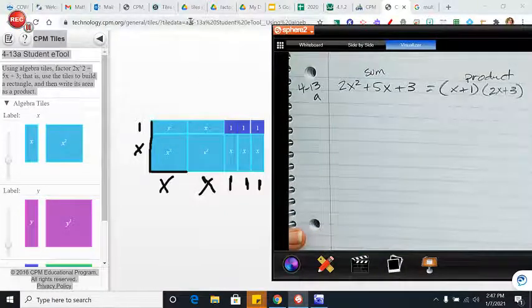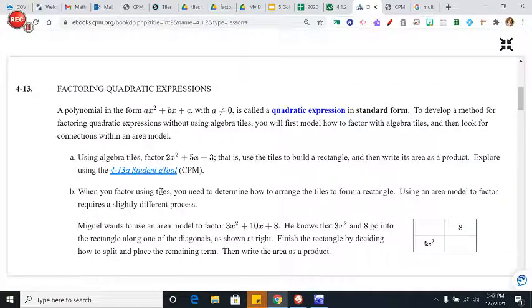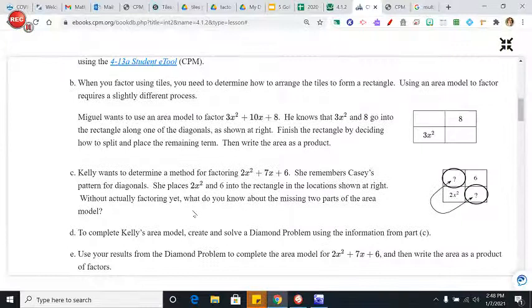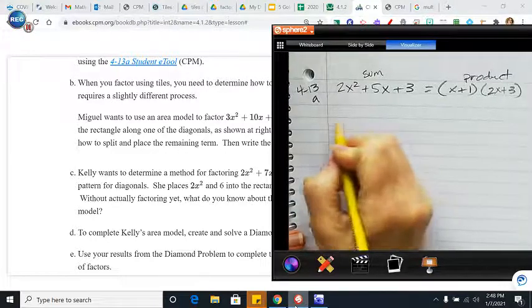Then we said, okay, what if we want to just use the area model here to factor instead of always building with tiles? So we have this expression right here, 3x squared plus 10x plus 8.